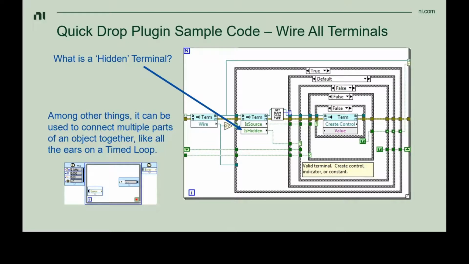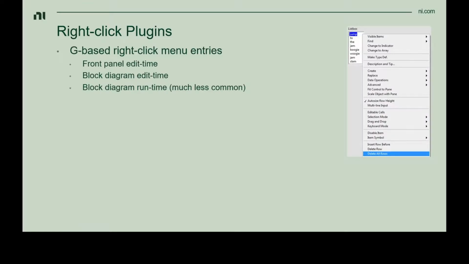All right, so another way to plug into the LabVIEW editor is with RightClick Plugins. This is a way to write G-based or G-code that creates right-click menus in the editor. For example, if you look at the picture here, when you right-click on a list box and you do delete all rows, that menu option, delete all rows, that is a right-click plugin. That was implemented with G-code. Right-click plugins are useful for context-sensitive editor actions.